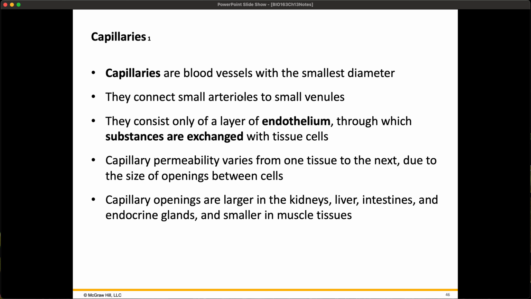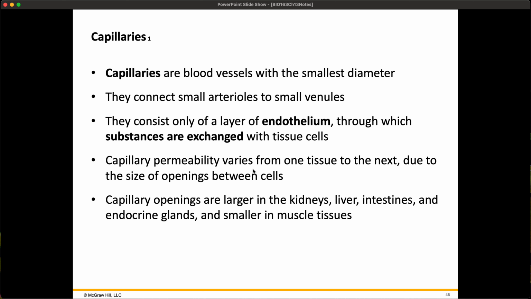So capillaries are the blood vessels with the smallest diameter, connecting small arteries and arterioles and venules together. They only have a layer of endothelium, usually just a single cell layer thick, that allows substances to be exchanged: gases, waste, nutrients, hormones, proteins, blood cells, white blood cells, fluids, water, all of that can be exchanged. Capillary permeability varies from one to the next due to the size of openings between the cells.